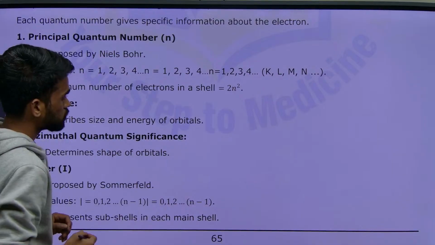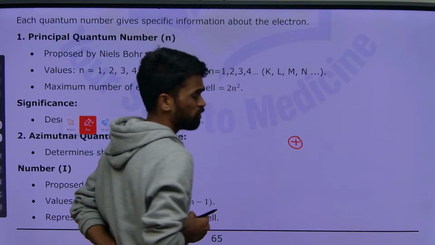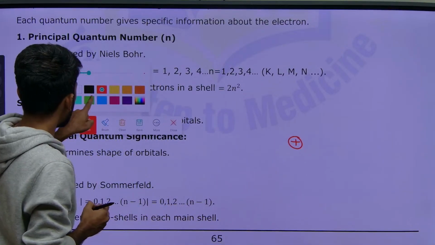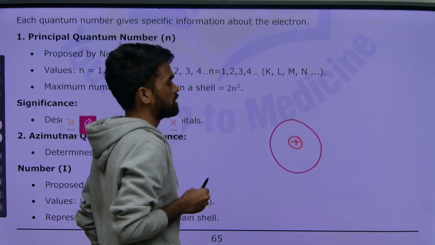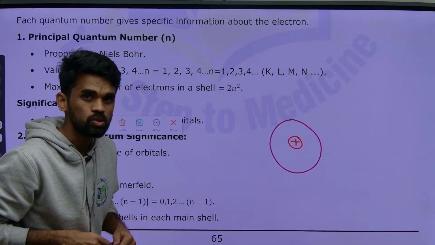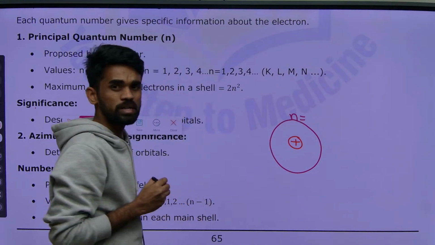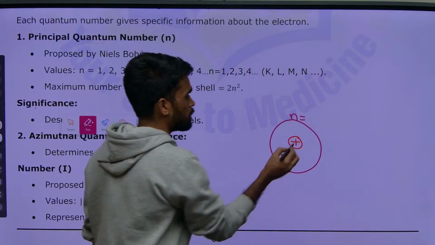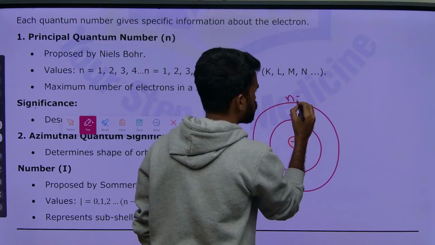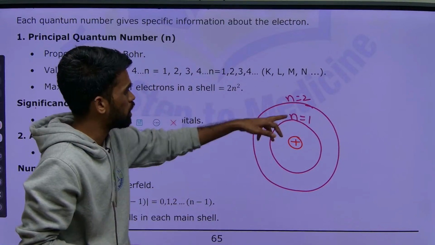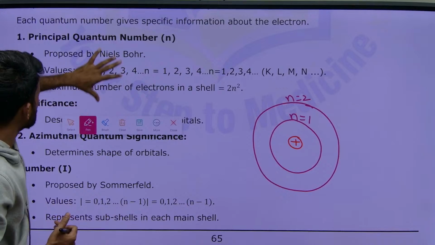See, here if I have a nucleus, and around it I draw a circular path like this. What is it representing? It is representing our principal quantum number n. Here n equals 1, and for the second orbit I am writing n equals 2, like this we can represent. So n equals 1, 2, 3 and so on indicates the principal quantum numbers.